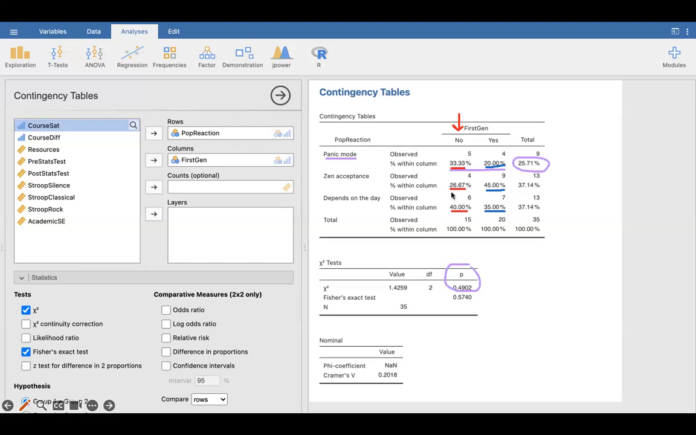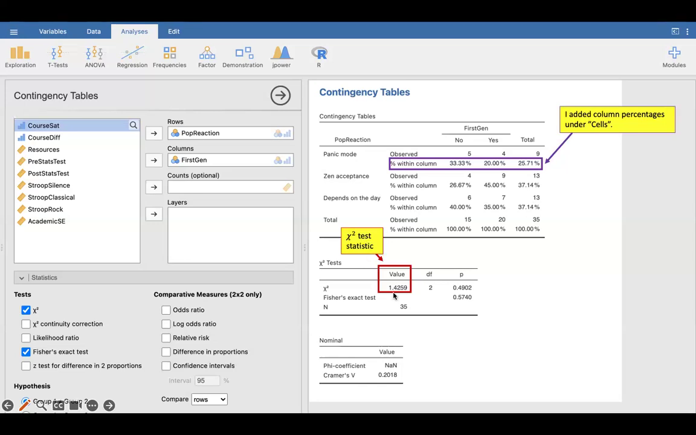Same thing here. This is overall the percentage of people who selected Zen acceptance. And we can see that number falls between these two first generation statuses. Same thing here, so about 37.14% for this last group, and that's right between those. So this describes what we're seeing in our sample. And again, that's why having this table in APA style can be helpful, especially if your results are significant. But again, I have these column percentages.